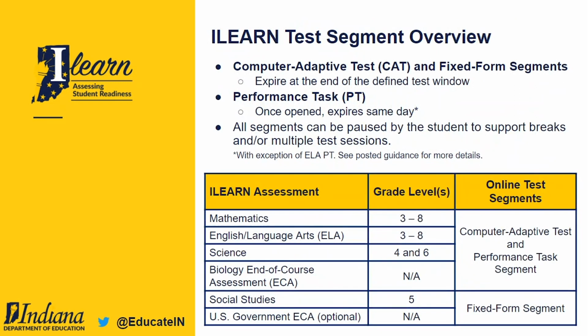This table outlines the content areas tested at each grade level, as well as the two available end-of-course assessments. The online test segments administered to students are also noted, along with a bit of information regarding their respective expiration. The scheduling and timing guidance goes into much greater detail regarding the parameters for scheduling test segments for all students.